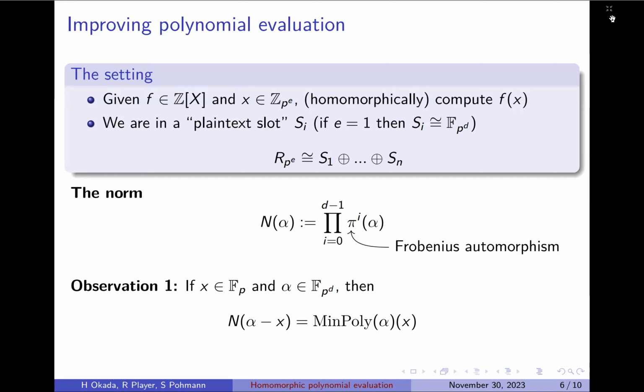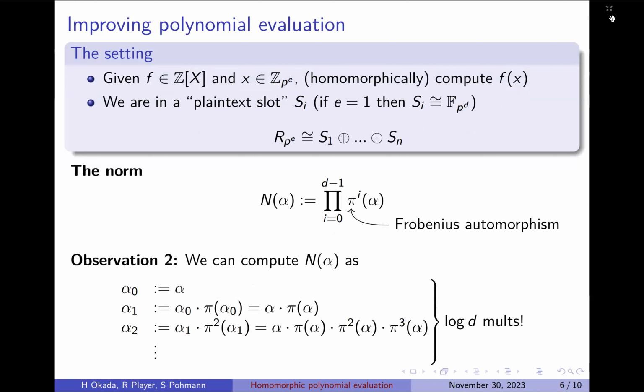And the second observation is that we can compute the norm, and in fact we can compute it much more efficiently than just naively performing this product. Naively performing this product will take d minus 1 multiplications, but in fact we can do it in log d multiplications. And the reason for this is that the norm has, in some sense, a functional factorization. I think it's easiest to see this in form of this recursive algorithm that I hinted at here.